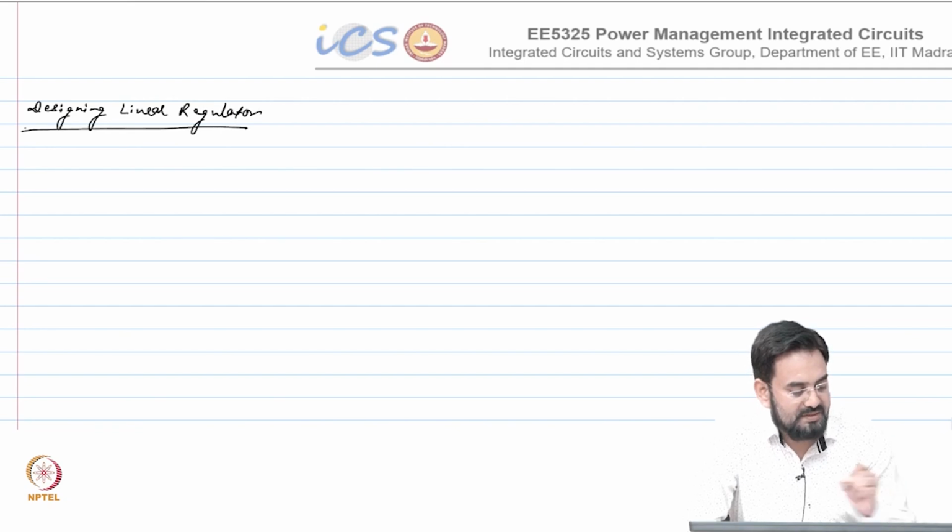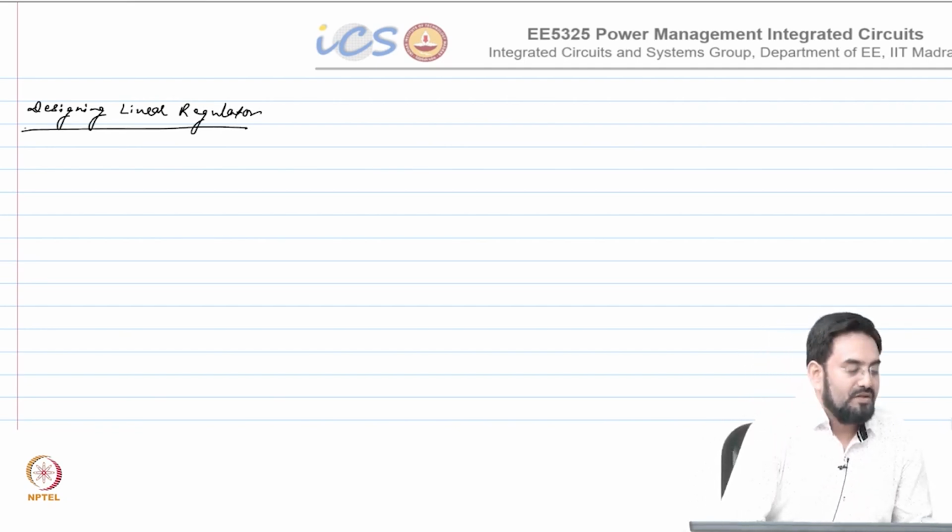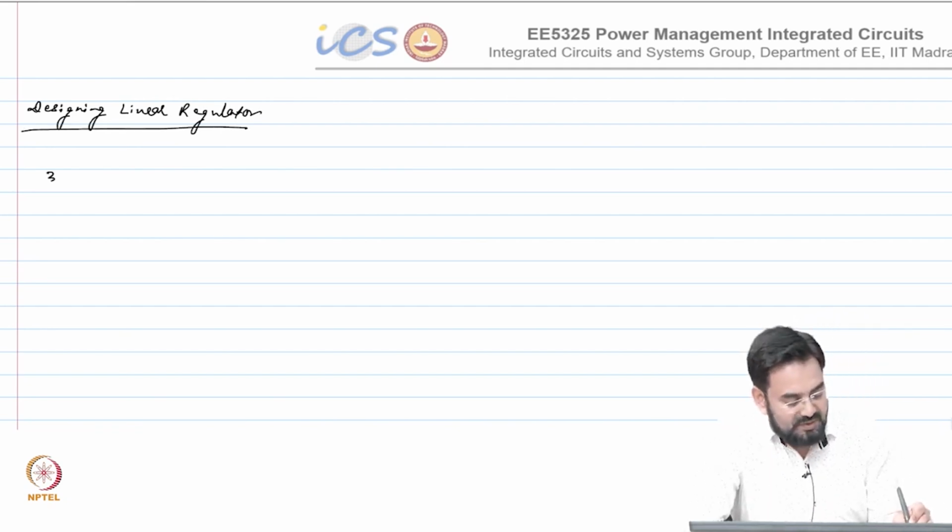So how do we design it? Let's say I have 3.6 volt input. So this is my V in equal to 3.6 volt, and I want V out equal to 1.2 volt.